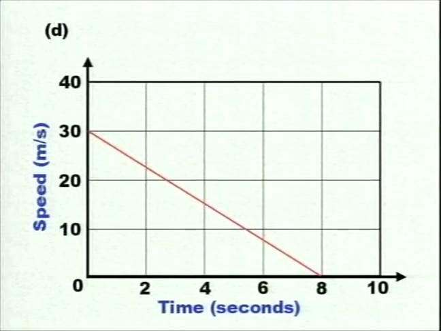George, letter D. Retardation of 2.5 meters per second squared. Are you sure? 2.5. That's better.